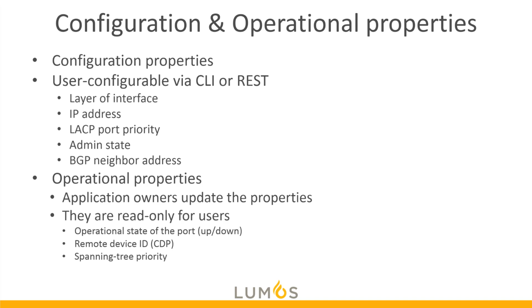Examples of operational properties. So these are for application owners to update the properties. These are read-only for users. So for instance, what is the state of a port? We can't change the operational state of a port from an operational perspective. We can change them from a configuration perspective. So we can configure the port to be down, but we can't query the operational state and then say it should have been down when we configured it as down, but we're telling the operational model that it's up. Okay, so those are read-only. For instance, remote device ID, or looking at show spanning tree path cost or show spanning tree priority.